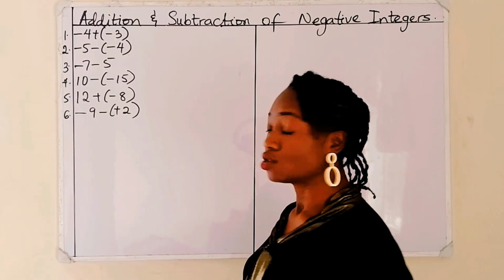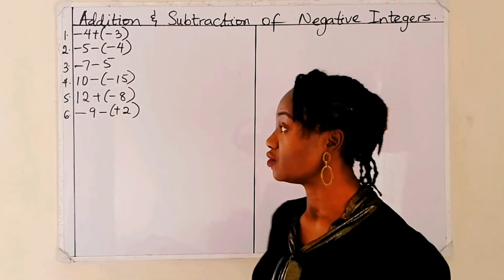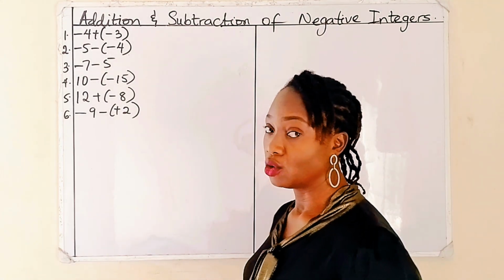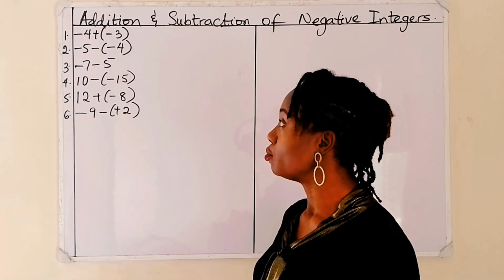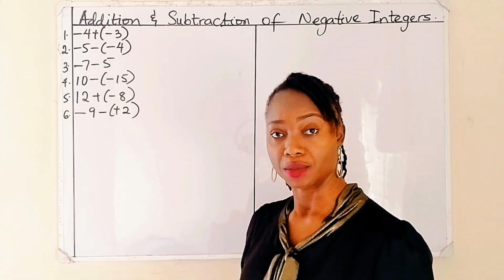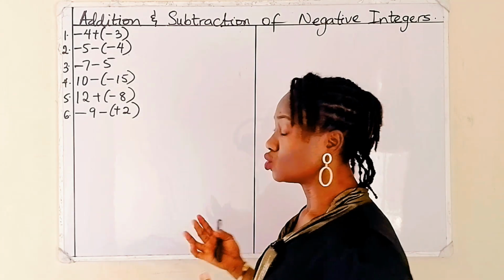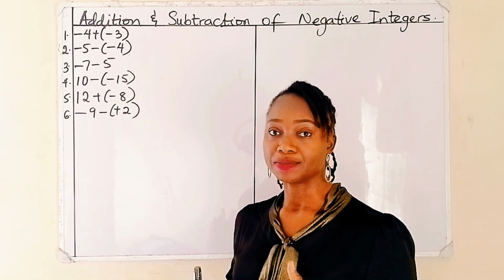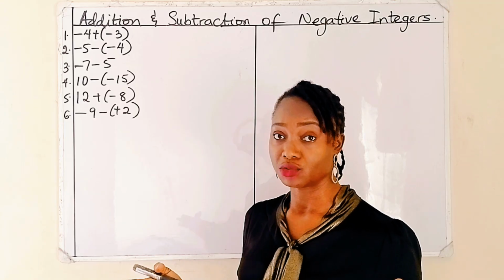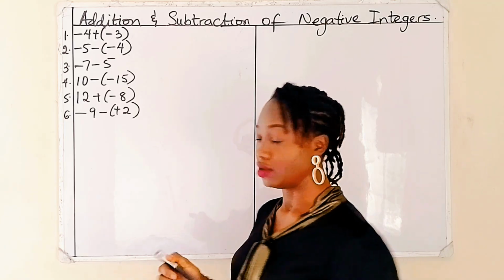We have questions on the board that have to do with negative numbers, subtracting and adding other numbers. Now, the first one says -4 plus into brackets -3. But before we go ahead to solve these questions, we need to know the rules of adding and subtracting numbers, the rules of multiplying signs together.